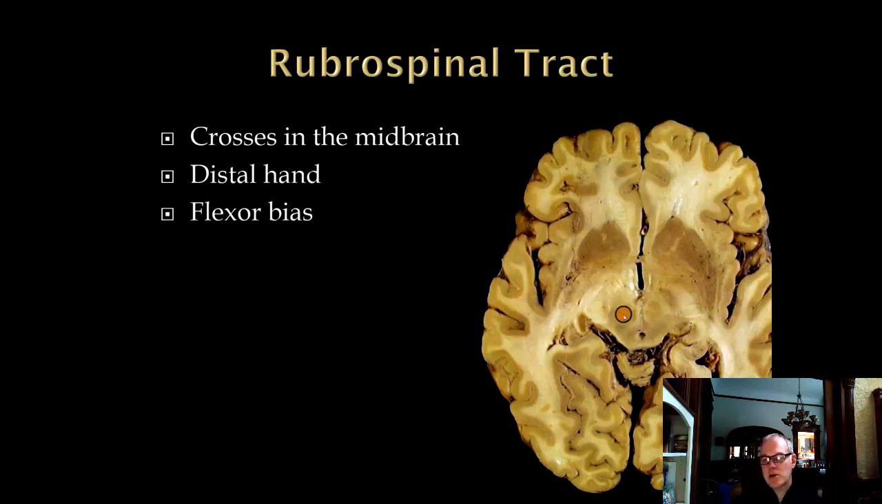And so this is an upper motor neuron pathway that crosses almost immediately once we get below the red nucleus. And it travels right along with the corticospinal tract. And it has a similar function. It's mainly interested in the distal hand. It has a flexor bias.